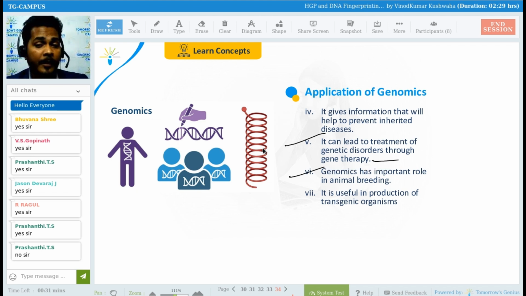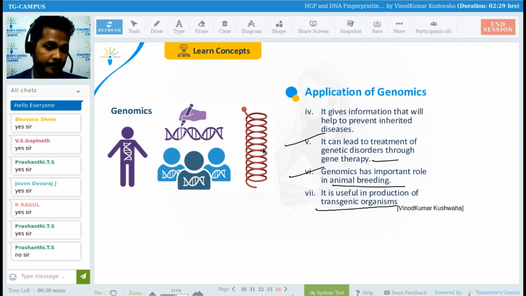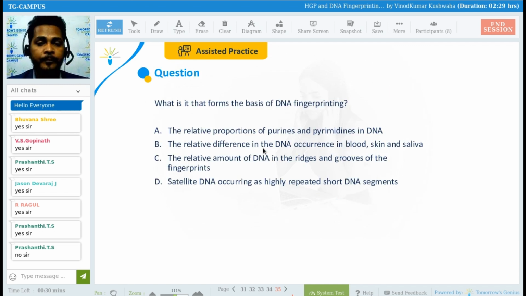Another one, genomics has an important role in animal breeding. If you want high quality hybrid animals, genomics will help you get a good version of the particular animals. It is also useful in the production of transgenic organisms. Transgenic organisms means transgenic plants like BT brinjal and BT cotton. Clear? Genomics helps you get BT brinjal and BT cotton, so that is possible with the help of genomics.